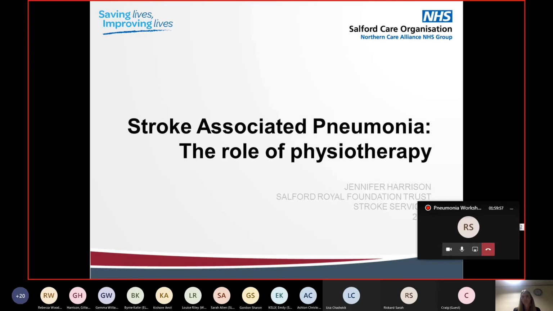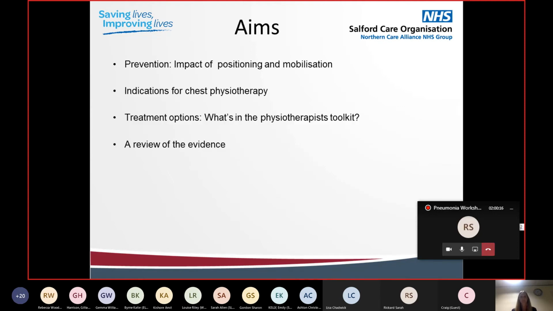We certainly have at Salford seen an increase in our number of stroke-associated pneumonia since centralisation, I feel, and becoming the comprehensive centre. Obviously with that we've had the increase in numbers, and maybe obviously we're keeping patients until they're medically fit for repatriation. So I'm going to talk today about prevention.